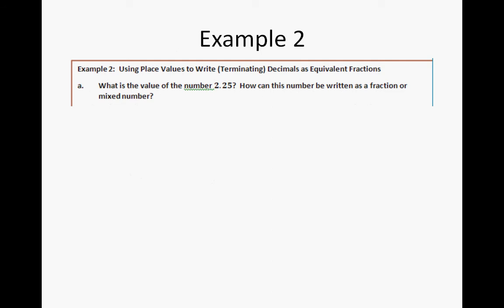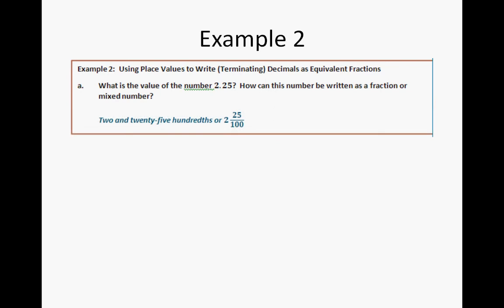All right, example 2 on your worksheet, using place values to write terminating decimals as equivalent fractions. So what is the value of the number 2 25 hundredths? How can this number be written as a fraction or a mixed number? Well, you can write it out in words, 2 and 25 hundredths, or you can write it as a fraction, which would be 2 25 over 100. I know we've already had a big long discussion as to why decimals were created, and again, it's just another way to represent fractions.